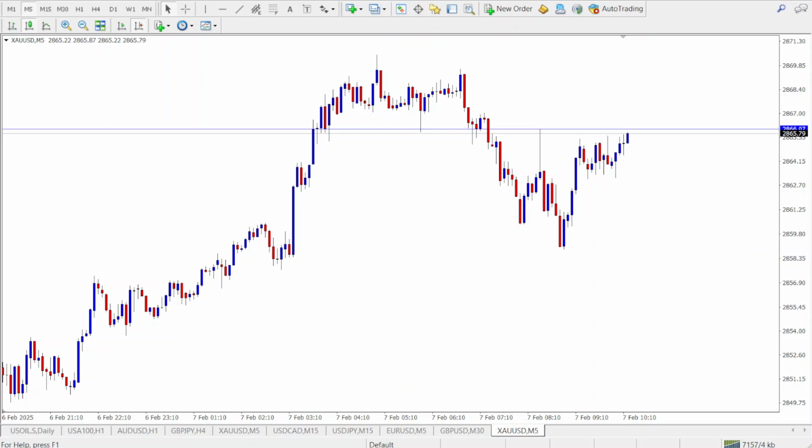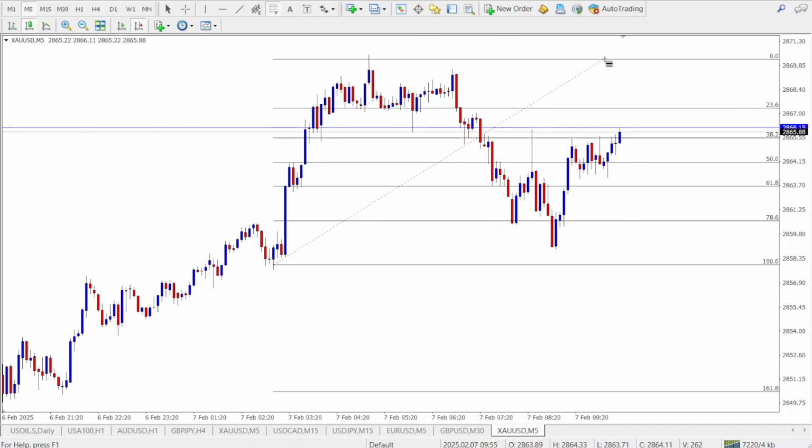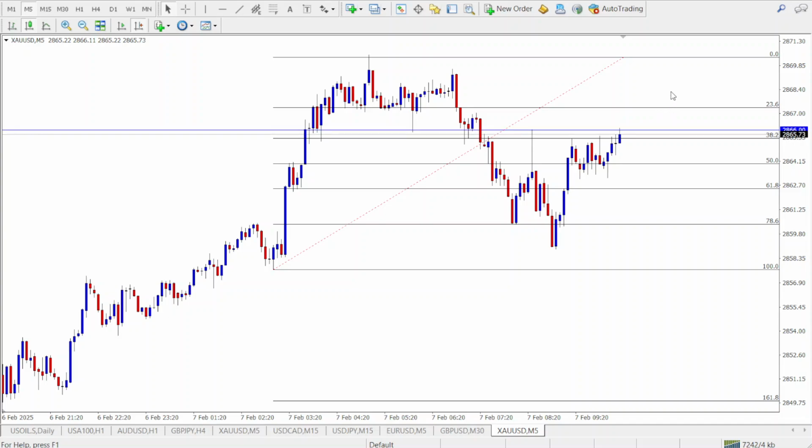Now, the Fibonacci retracement tool is based on the famous Fibonacci sequence, a mathematical pattern found in nature and financial markets. Now, in Forex trading, it helps traders identify potential reversal levels by measuring how far a price pullback might go before continuing in the original direction. Now, these retracement levels act as areas of support and resistance, okay, where price is likely to react.